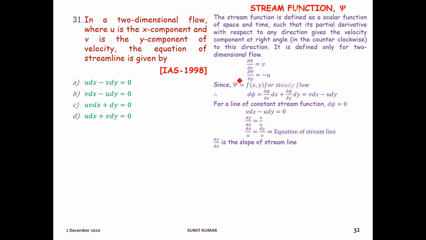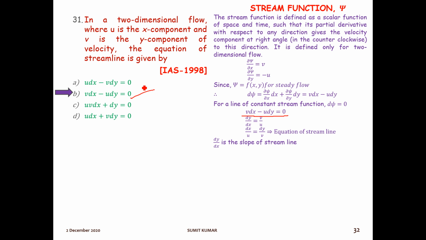The next question: in a two-dimensional flow where u is the x component and v is the y component velocity, the equation of a streamline. Already we know the equation of a streamline by this equation here. Okay, it is v dx minus u dy equal to 0. Option number B is the correct answer.